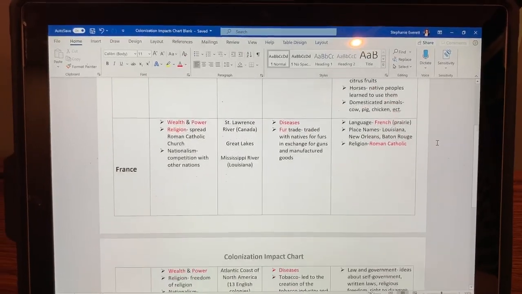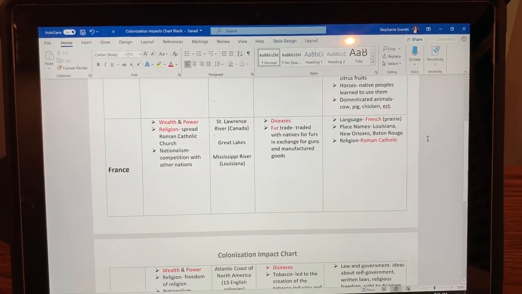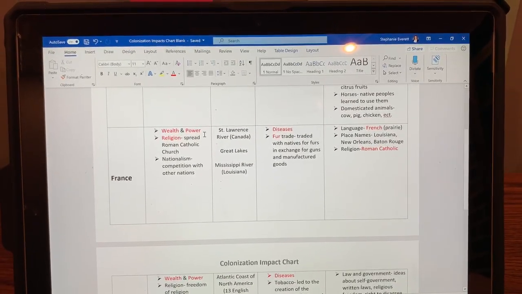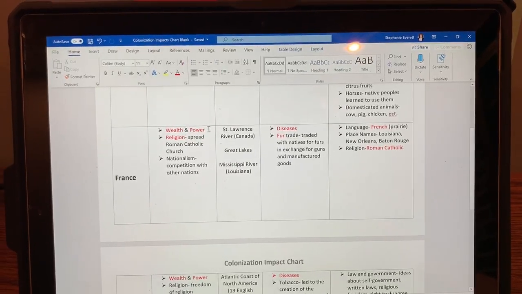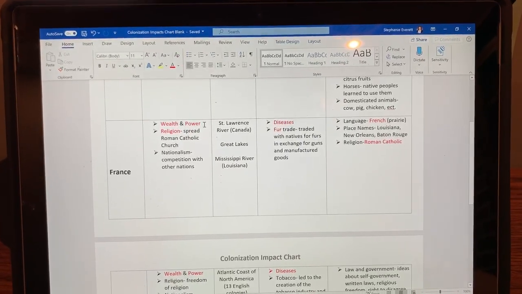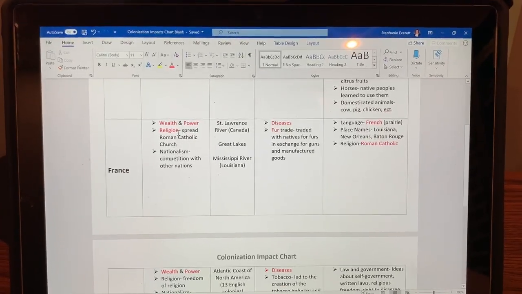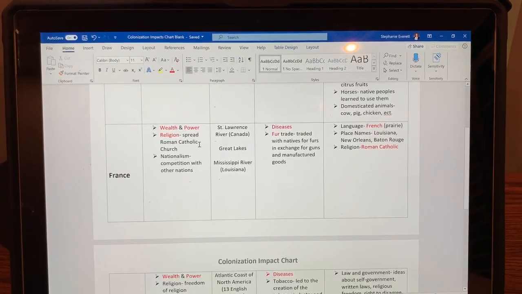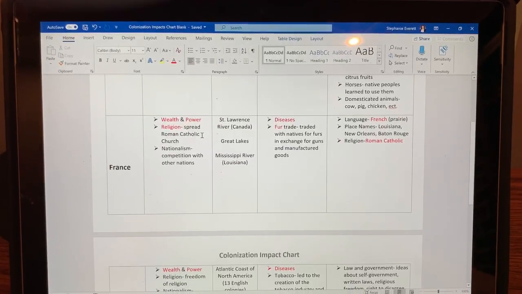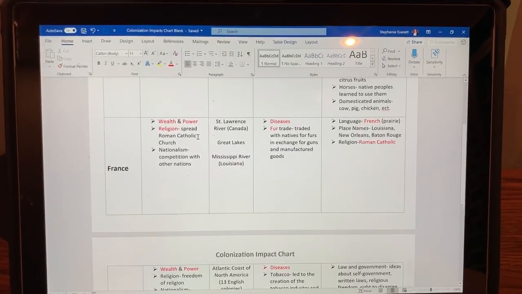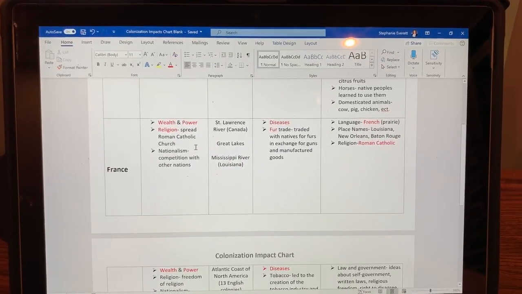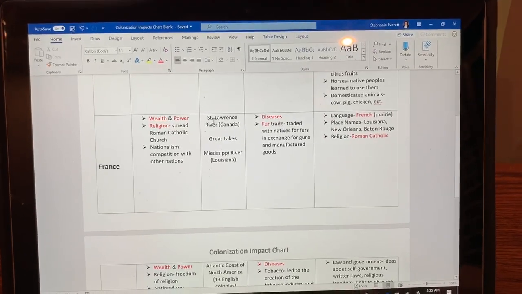All right, let's move on to France. And some of these are going to be the same. So we'll try to go a little bit faster here. So once again, wealth and power. This is the number one driving of all three, to be honest. And then you have religion, which with the French is also the Roman Catholic Church, same religion as the Spanish. And then you have that nationalism, competition with each other.